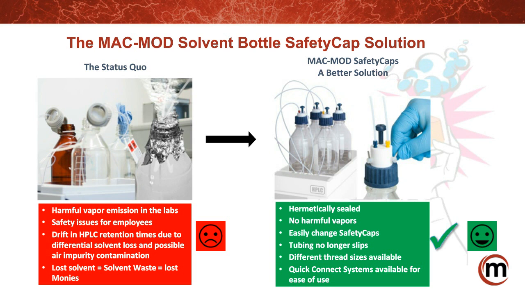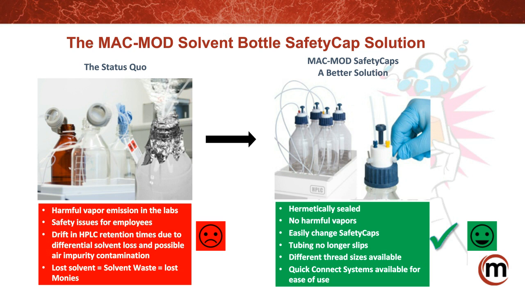So this is an example of a before and after of the MacMod solvent bottle safety cap solution. As you can see here, the setup on the left is a serious safety issue for employees. Unfortunately, it's something that I encounter fairly often when visiting labs. This is not only an environmental and safety issue for laboratory personnel. It can also cause a variety of quality issues with regards to HPLC separations, like drifting retention times, and even solvent losses, which can mean lost money as well.